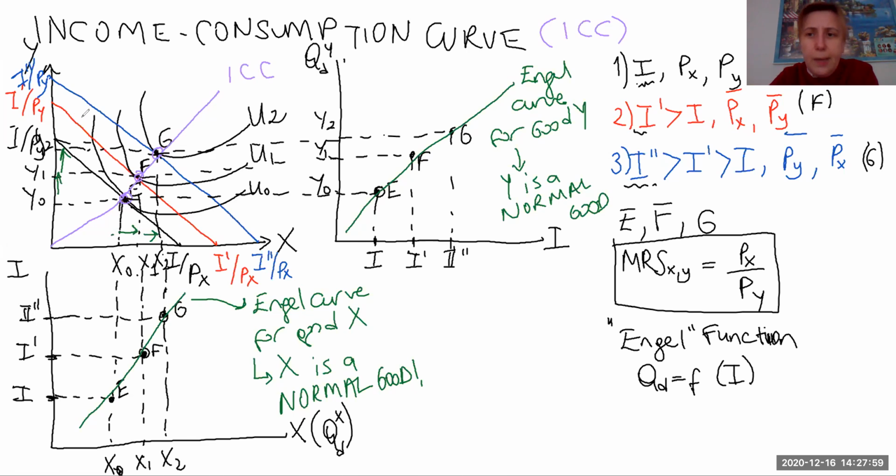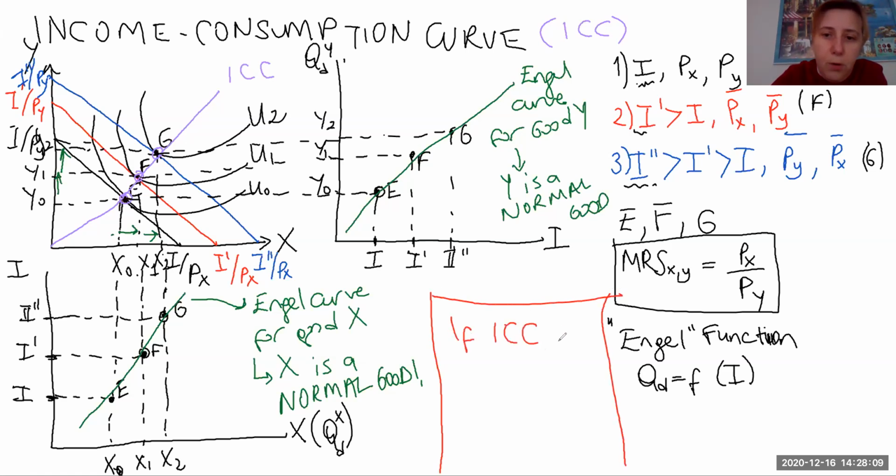So we can simply conclude that, let's write it here with red ink. If the income consumption curve is positively sloped, then both X and Y are normal goods.